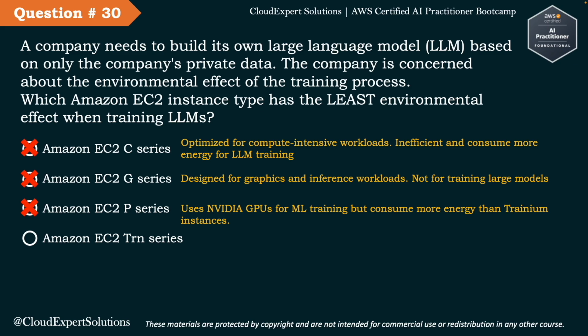The TRN series or Trainium series instances are purpose built for training large language models efficiently, which delivers high performance per watt and reduces energy consumption compared to Amazon EC2 P series or NVIDIA GPU based instances. That is why Amazon EC2 TRN series is the correct option for question number 30.